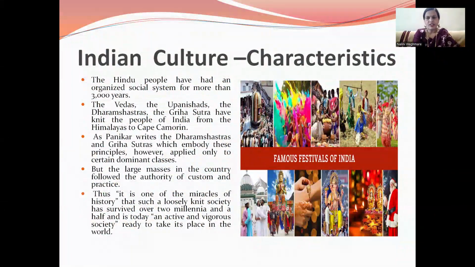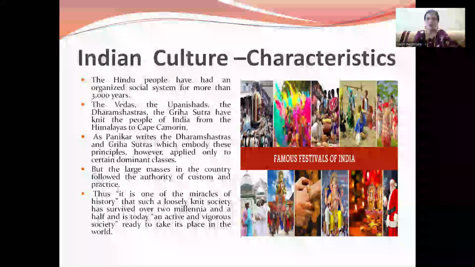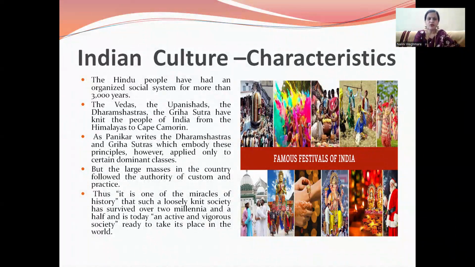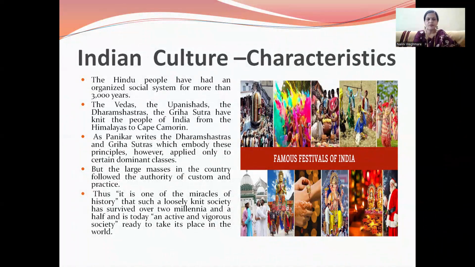So, in Indian culture characteristics, in the first few slides, I mentioned the definitions of various authors about culture and sociologists' views on culture. Now, directly we see the Indian cultural characteristics. The Hindu people have had an organized social system for more than 3,000 years. The Vedas, the Upanishads, the Dharma Shastras, Griha Sutras, covering the people of India from the Himalayas to Cape Comorin, are mentioned in the text. But the large masses in the country followed the authority of custom and practices. Thus, it is one of the miracles of history that such a society survived from a long period till today.